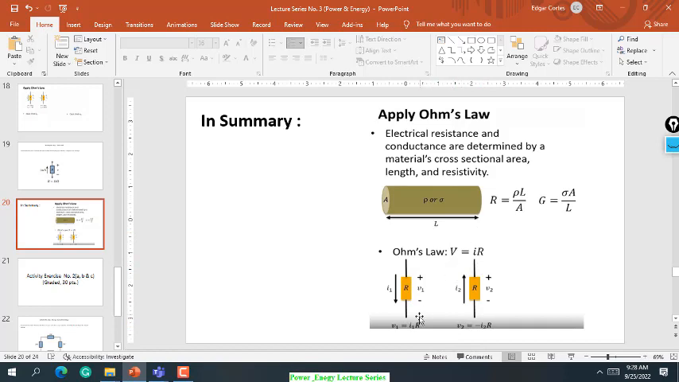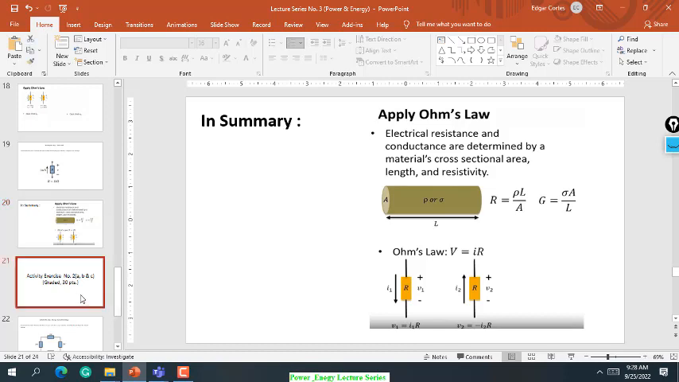So for example, in this example, V1 equals I1 R1. Here also, V2 equals I2 R2. So the notion of negative and positive is to determine if it is consumed or generated.